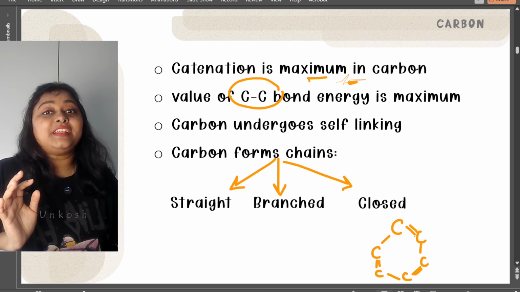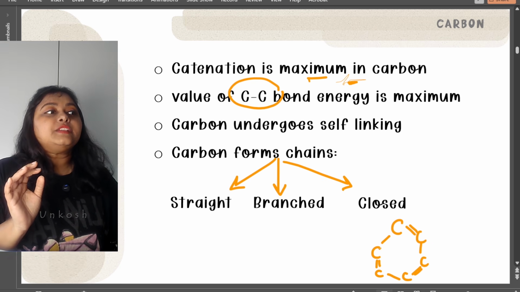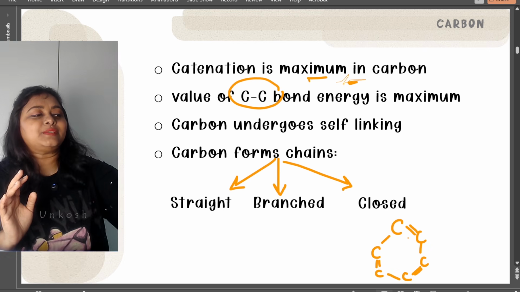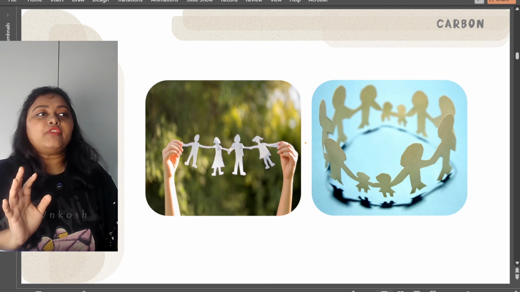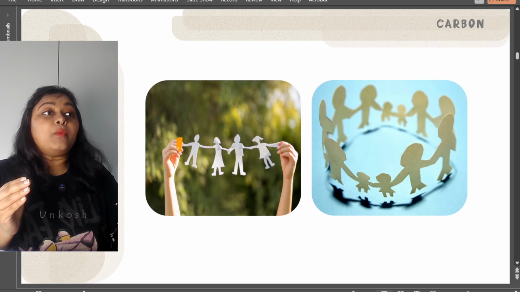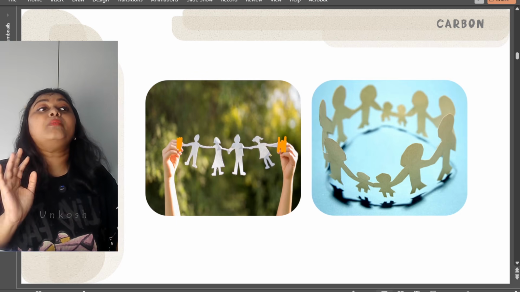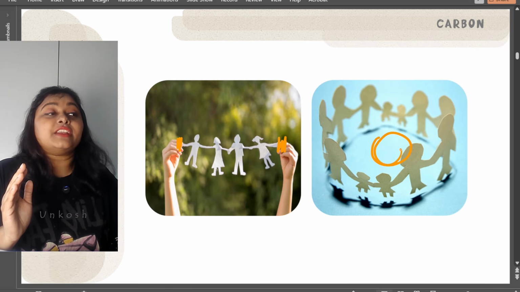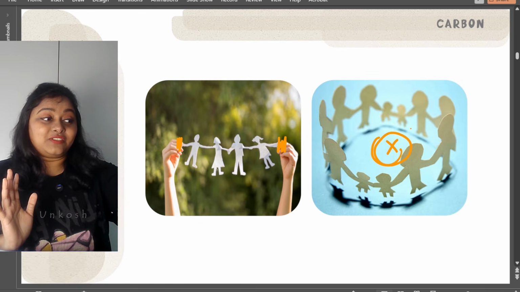They are nothing but ring structures wherein carbon is forming a ring. There is no open end to it. We are going to see this more in detail. Just remember for now that the chains that carbon can form could be either open chains wherein there are two open ends to the chain, or it could be a closed chain wherein there is no open end to the chain that it is forming.